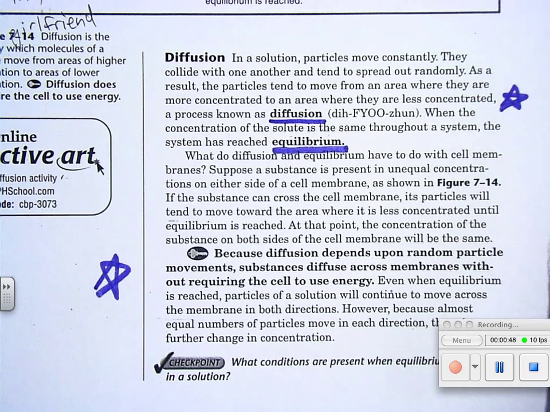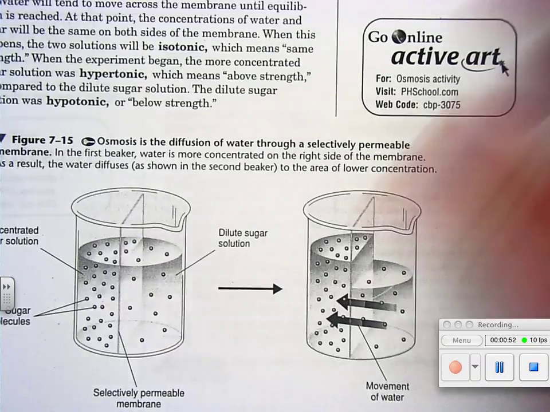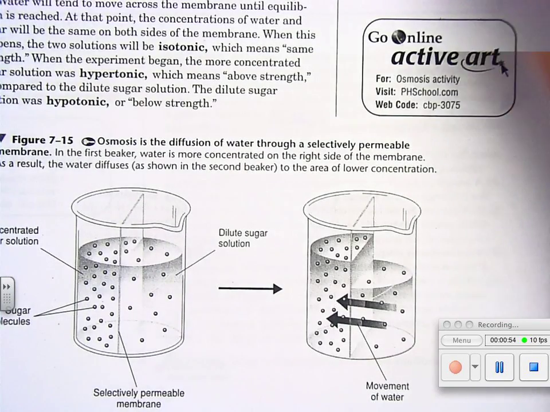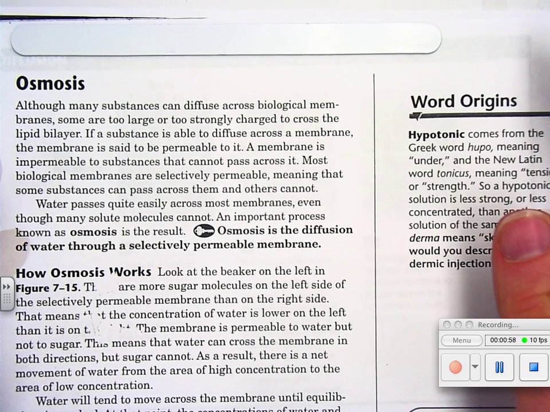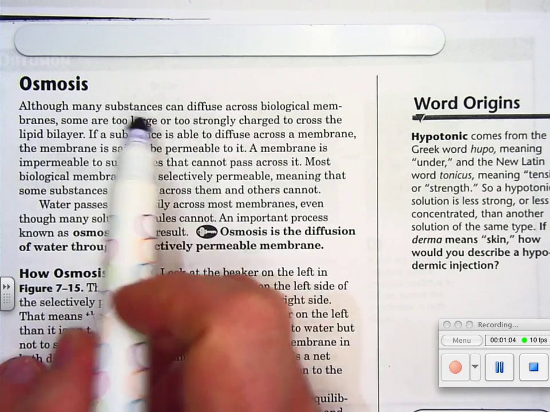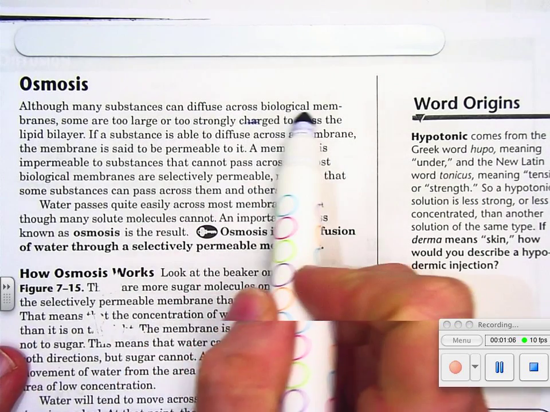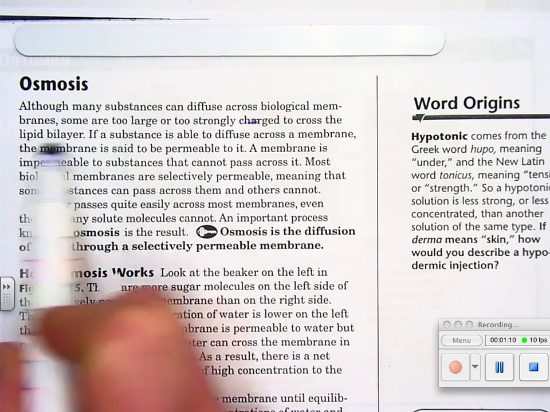Now we're going to learn about a different kind of diffusion, one that is special, and one that is very important to biology. It's called osmosis. Although many substances can diffuse across biological membranes, some are too large or too strongly charged to cross the lipid bilayer.